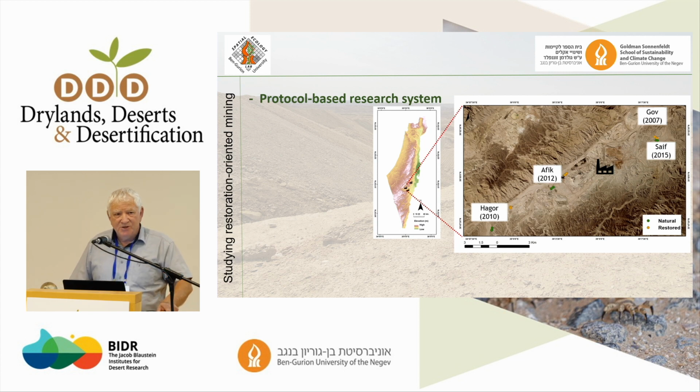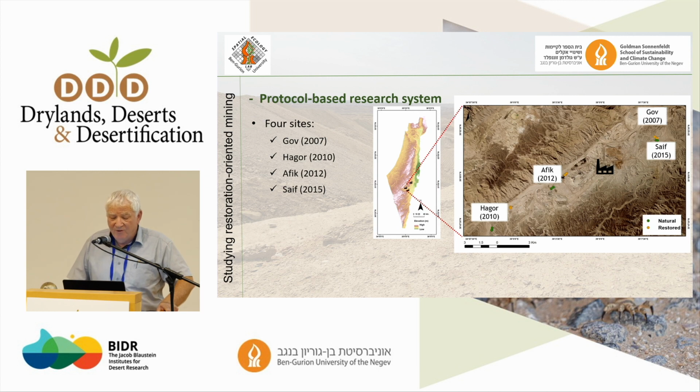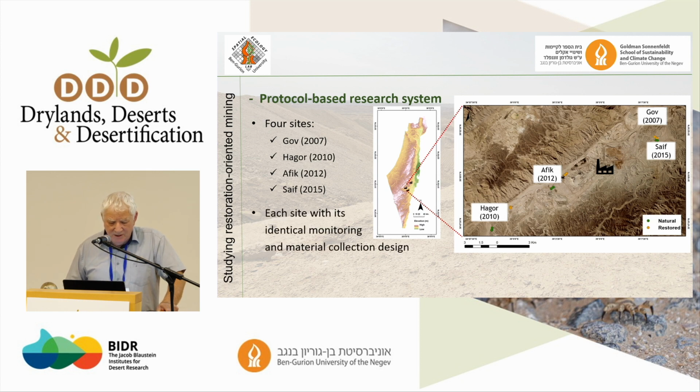We have a protocol-based research system, and we have basically 4 sites of restoration: Gov, Chagor, Afik, and Saif. And the year next to the name of the site is the year of restoration. So you can see that Gov is the oldest one, something like 15 years already since restoration, and Saif is the youngest one, about 7 years from restoration, and each site has its identical monitoring and material collection design.